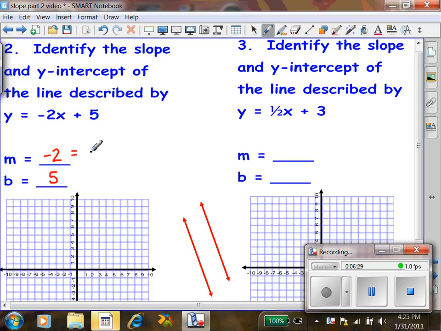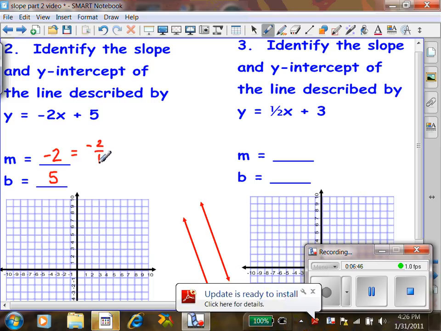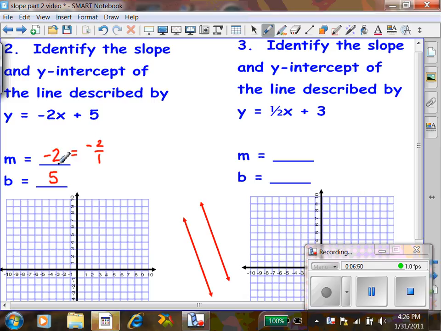So how can we write negative 2 as a fraction? Go ahead and fill that in right next to it. Put an equal sign and fill in how you write negative 2 as a fraction. Hopefully you came up with negative 2 over 1, which means negative 2 divided by 1. If you divide negative 2 by 1, you will get negative 2.